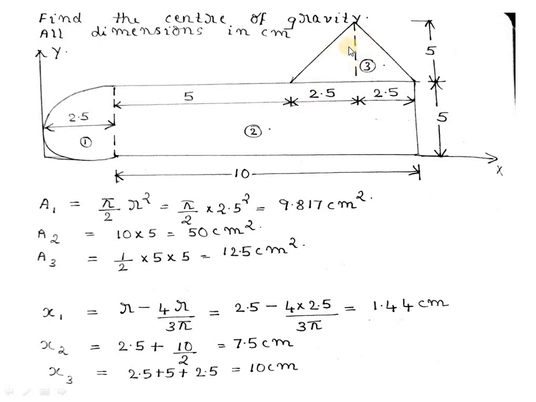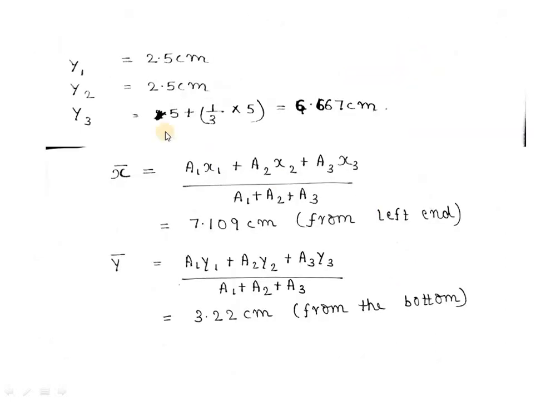And for the triangular portion, y3 will be located at a distance of h by 3 from the bottom, that is 5 by 3 plus 5. By substituting the obtained values in the equation, we will obtain the value of x bar. So we got the x bar value as 7.109 centimeters from the left end, that is the axis we have considered at the left end. Then y bar is equal to 3.22 centimeter from the bottom of the figure.